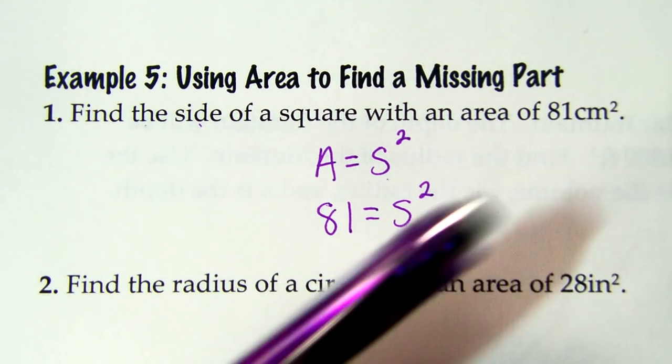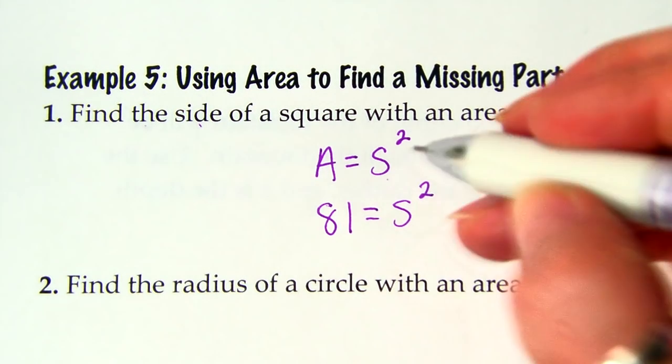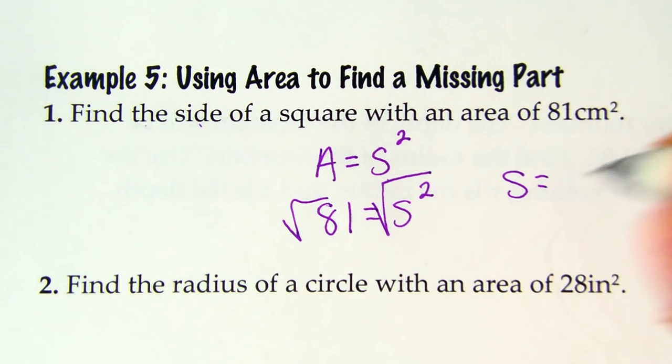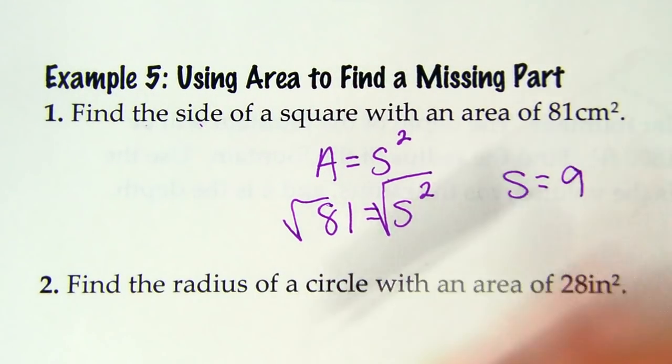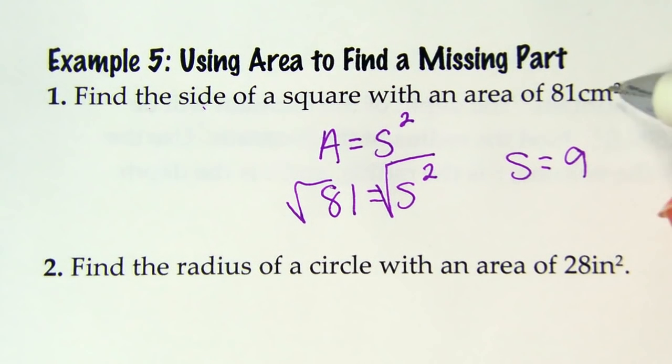That's exactly the type of equation we've been solving this whole time. So we're going to take the square root of both sides. S equals, typically we would put positive and negative 9 here, but because it's a word problem and it's a shape, negative 9 for the length of a square does not make sense. So we're just going to put the positive version when it's a word problem. So then make sure you label 9 centimeters.